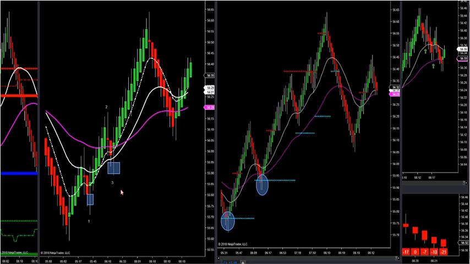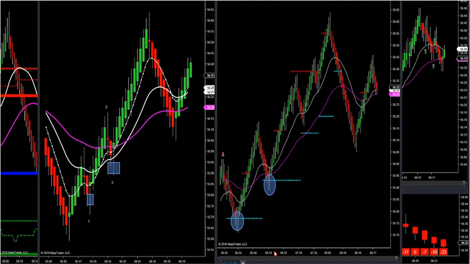Now, how can you time the trade to get in? If I look over here at my sim dots, my sim dots are absolutely worthless by themselves by nature because they're great for scaling contracts.